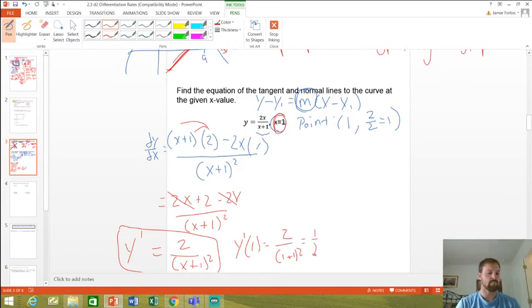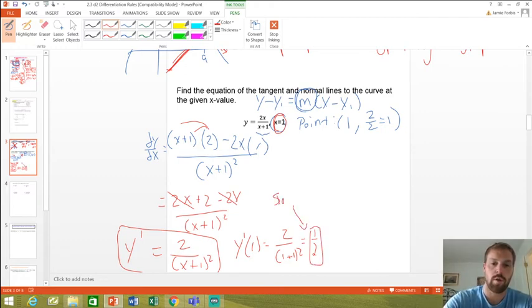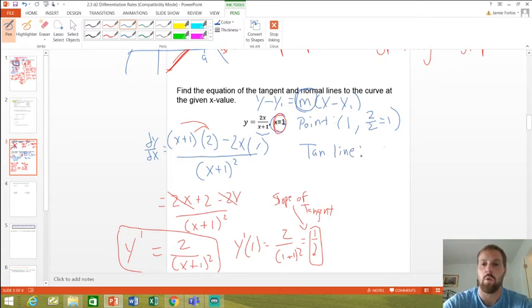Okay. So remember, the derivative tells us the slope of the tangent line. So we have our tangent line equation right now. All right, so the tangent line is y minus y1, or y minus 1, equals 1/2 times x minus 1. And that's a question I'm going to ask all the time, is to find the tangent line. But the normal line is just one additional step. That's why it's not really that big a deal.